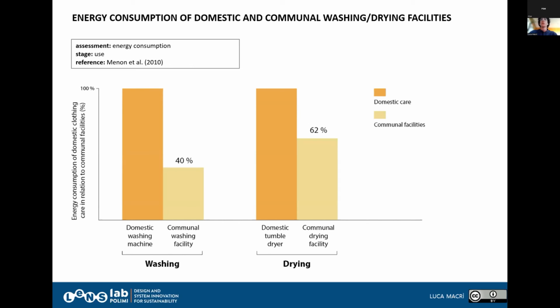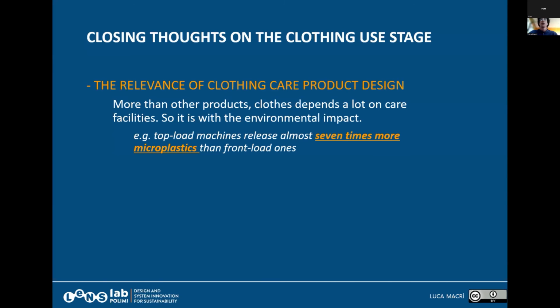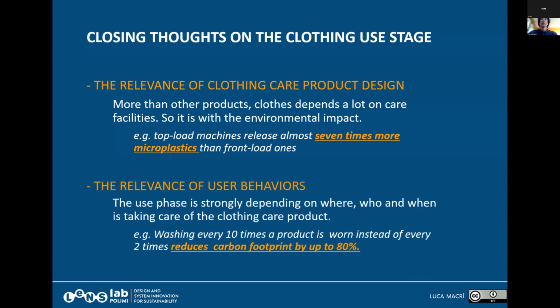Energy consumption is one of the final slides about the use stage. It's just a comparison between domestic care and communal facilities. So obviously, when you have a shared infrastructure with a provider, with an owner, the owner is more interested in reducing the bills, so both energy and economic costs, and so you have an advantage in this sense also in terms of environmental impact. Here we're talking about energy consumption, but again, it gives an idea of the power of behaviors.